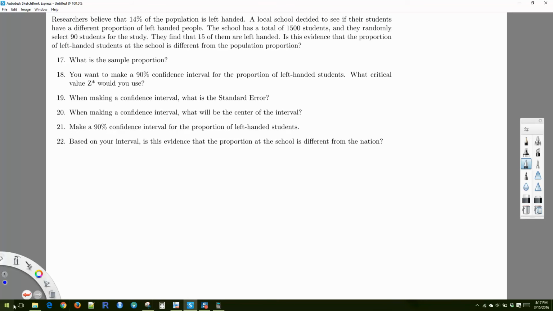All right, so we got 17 through 22. And here it says, researchers believe that 14% of the population is left-handed, and a local school decided to see if their students have a different proportion of left-handed people. The school has a total of 1,500 students, and they randomly select 90 students for the study. And they find that 15 of them are left-handed. Is this evidence that the proportion of left-handed students at the school is different from the population proportion?